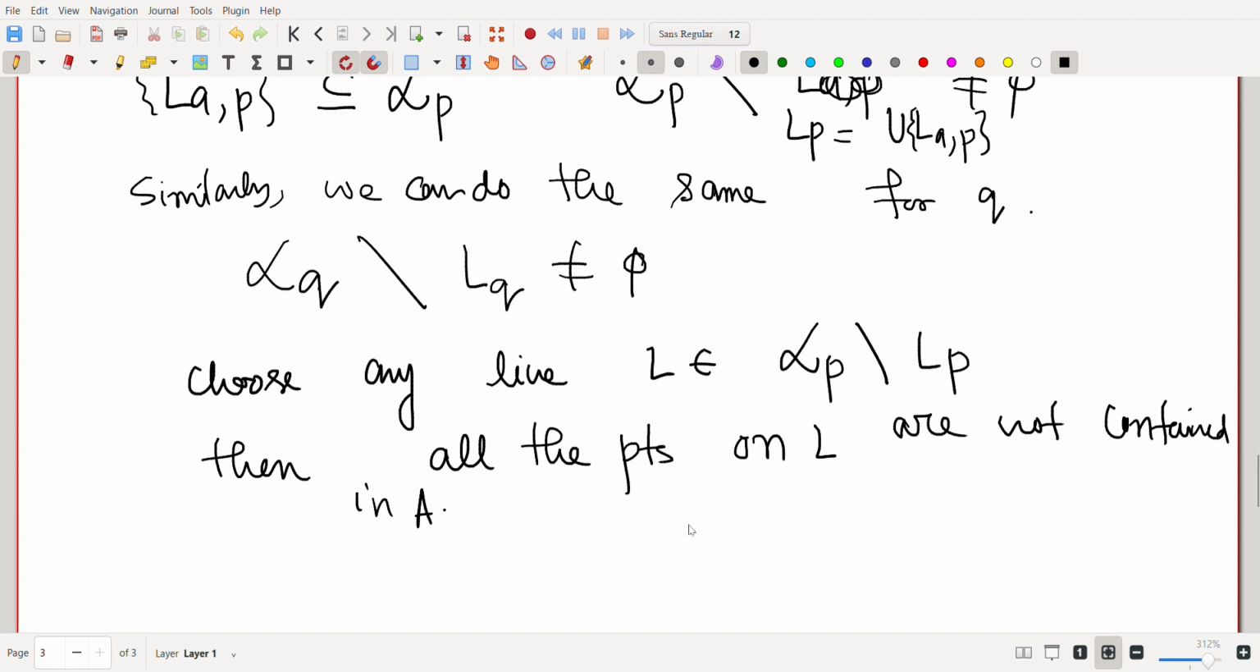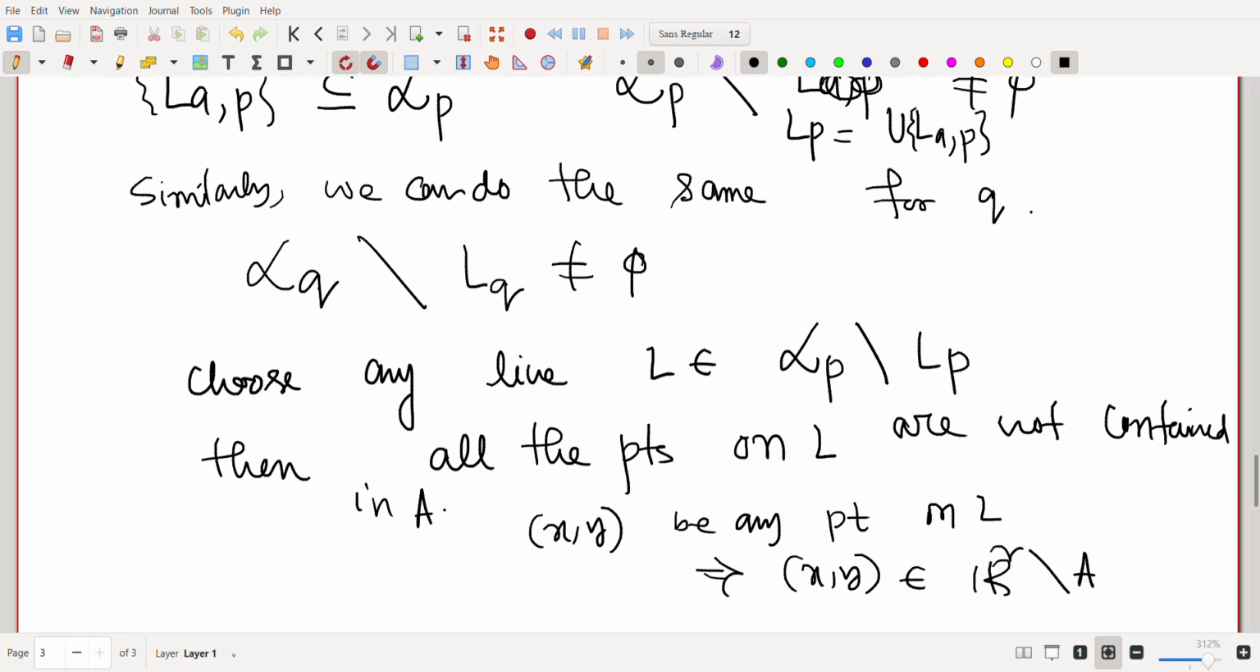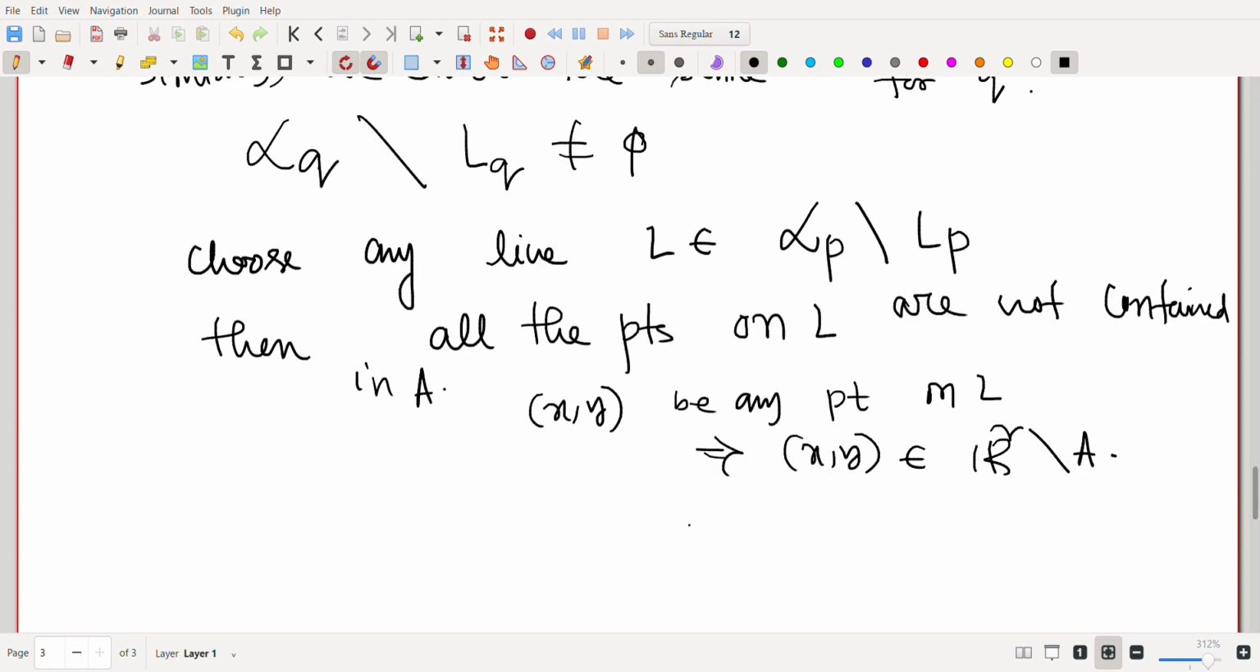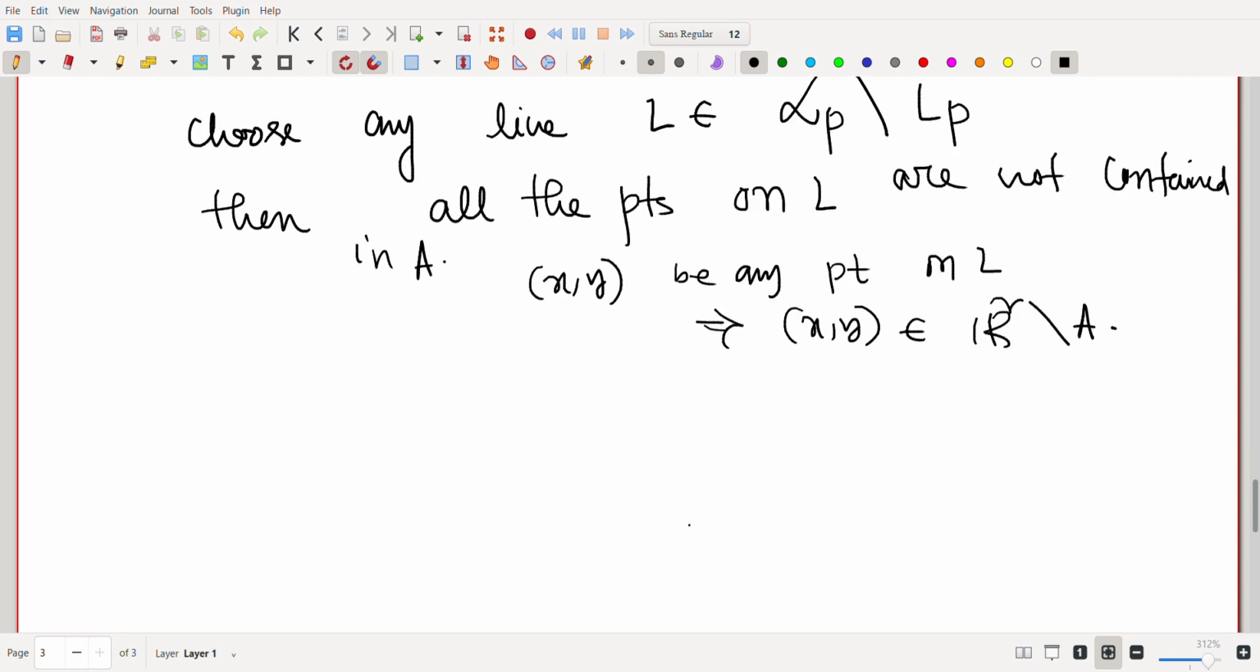So that means if xy be any point on L, that will imply that xy belongs to R2 minus A, right? Okay, okay.